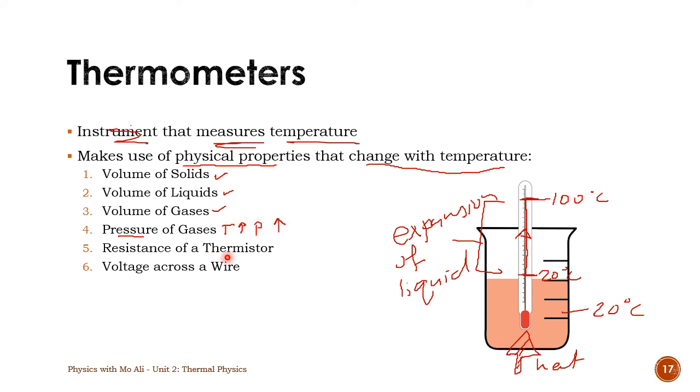The resistance of a thermistor, we'll review this again next time, but if you remember, when temperature increases, the resistance would decrease. They were inversely proportional, so we could make electrical thermometers using these. And the voltage across a wire also changes with temperature. However, to the year 9 students, this is not for you. Okay? Cool.